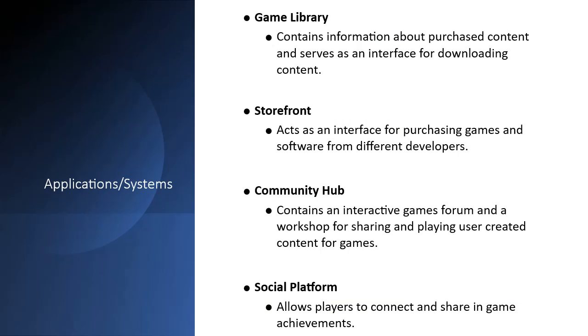The applications and systems for this architecture include the games library, which contains information about purchased content and serves as an interface for downloading content. The storefront, which acts as an interface for purchasing games and software from different developers. The community hub, that contains an interactive games forum and a workshop for sharing and playing user-created content for games. And the social platform, which allows players to connect and share in-game achievements.